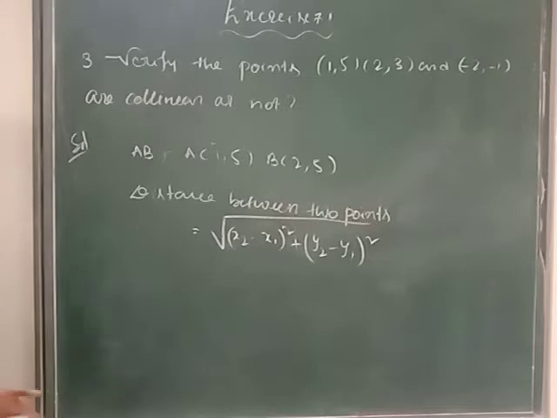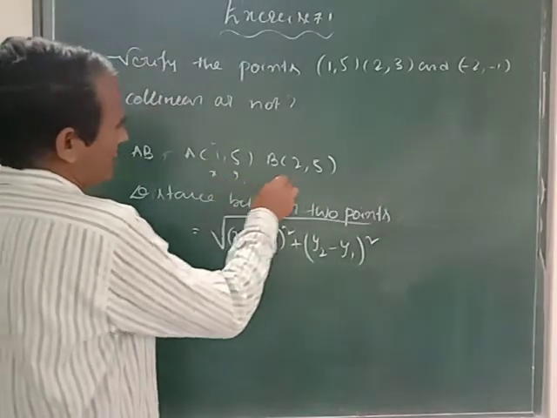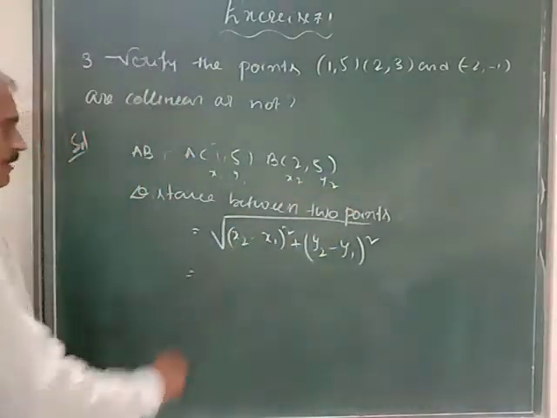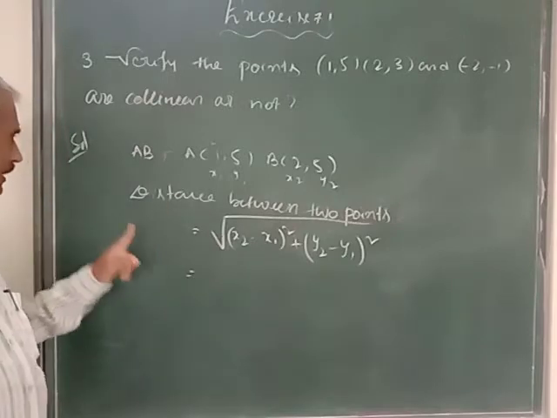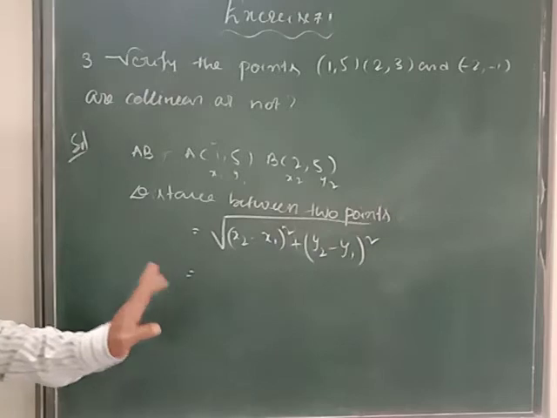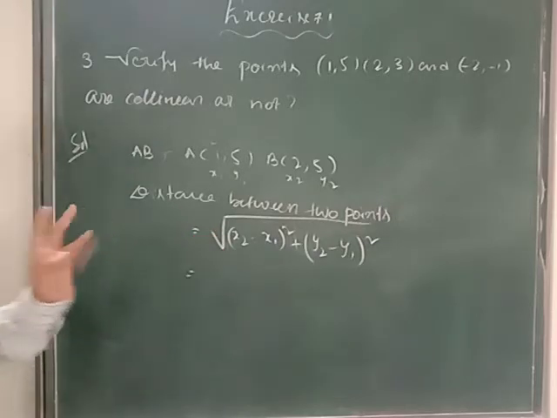Now what is x1? What is y1? First of all, I have to label x1, y1, x2, y2. Now substitute the values. Every time there is no need to write this formula. When you do that for AB, it is enough. Next time for BC, no need to write the formula again. You have to learn how to substitute.